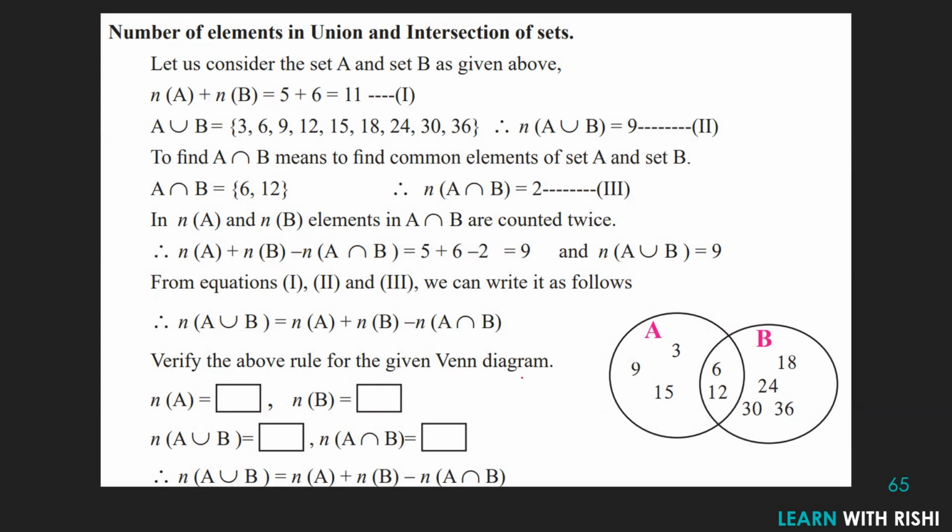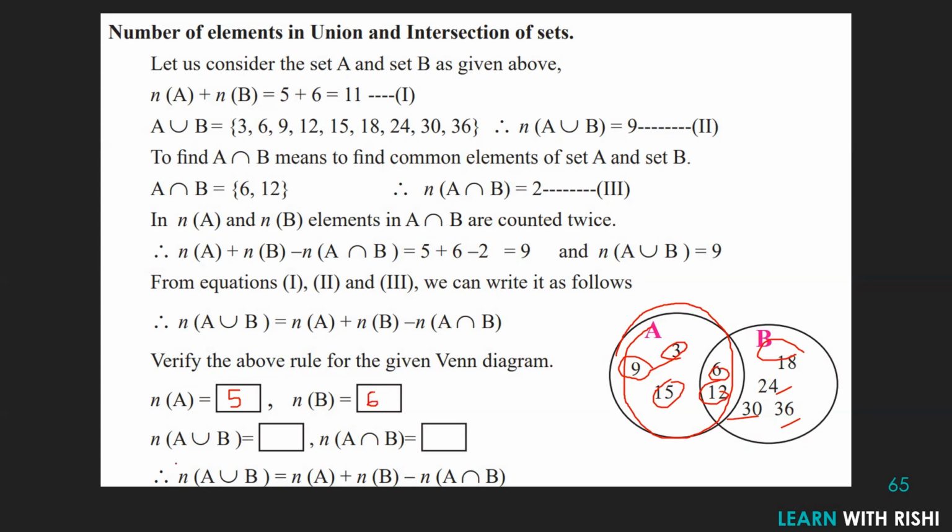Verify the above rule for the given Venn diagram. So this is a Venn diagram. N of A. So how many elements are present in A? 9, 3, 15, 6 and 12. 6 and 12 are also present in A because they are included in set A also. So how many elements are there? 5 elements. So n of A becomes 5. Similarly, n of B: 18, 24, 36, 30, 6 and 12. Again, 6 and 12 are present in B. So we are getting 6 elements in n of B. So n of B is equal to 6.